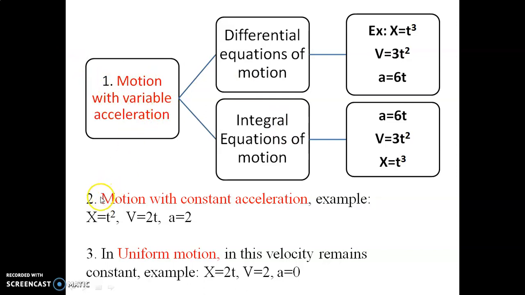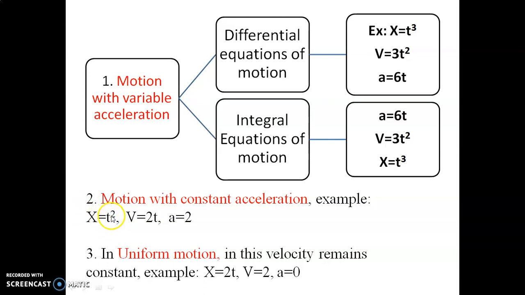Okay. The next type is motion with constant acceleration. To understand what motion with constant acceleration is, let us go through this basic example. If I define the motion in terms of the equation of displacement, x is equal to t square. What does it mean? If I put t equal to 0, displacement is 0. If I put t equal to 1, displacement x is equal to 1.